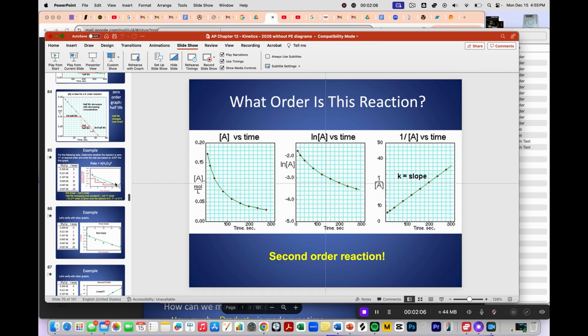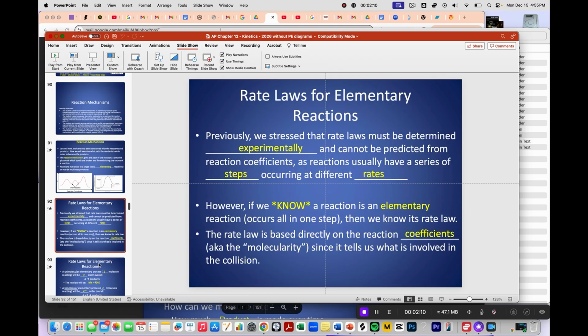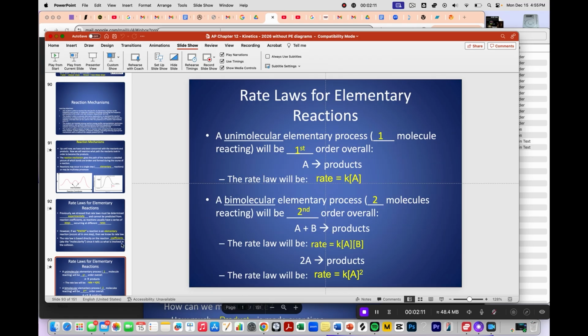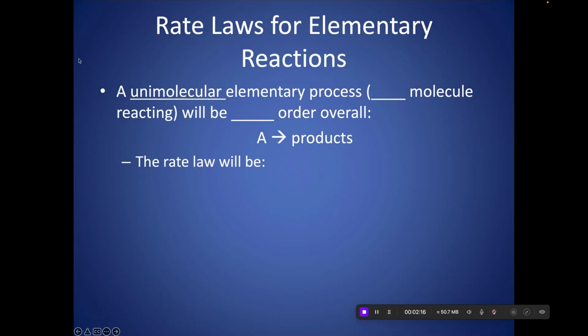However, as I just said, if you know the reaction is elementary, then you can purely use the stoichiometry of the reaction to fill in your reaction orders. What I mean by that is if you have a unimolecular process, unimolecular meaning one molecule reacting, overall you're going to have a first order rate law. This has one reactant. The rate law for this would be rate on the left equals k, and I would just put my reactant and raise it to the power that is the coefficient. I can do that because this is an elementary process.